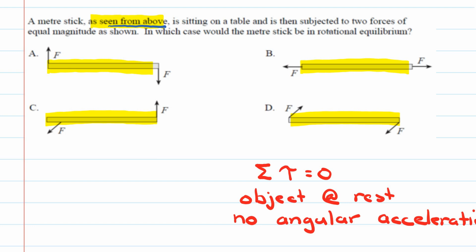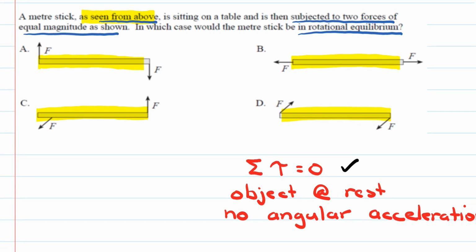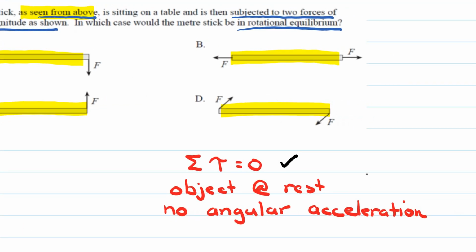The meter stick is sitting on a table, and it is subjected to 2 forces of equal magnitude as shown. In which case would the meter stick be in rotational equilibrium? When we're talking about rotational equilibrium, that generally means that the torques are balanced, meaning that the sum of the torques clockwise is equal to the sum of the torques counterclockwise. We haven't really talked about that concept too much, but when we're dealing with rotational equilibrium, we're looking for things that are at rest and have no angular acceleration. If you don't have any angular acceleration, we're assuming that you're not moving.